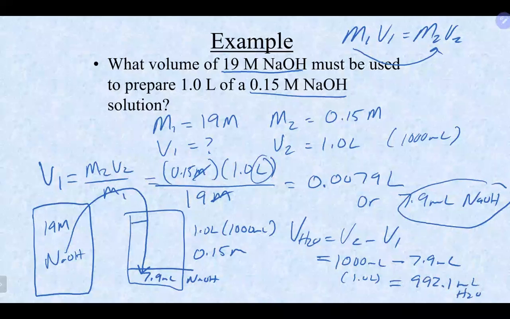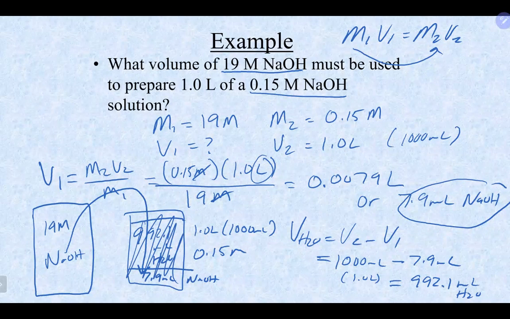So we would top this guy off with 992.1 milliliters of water. We would give it a nice mix, shake. And at that point, what we should be left with is now a total volume of 1,000 milliliters or 1 liter, and it should have a concentration point.